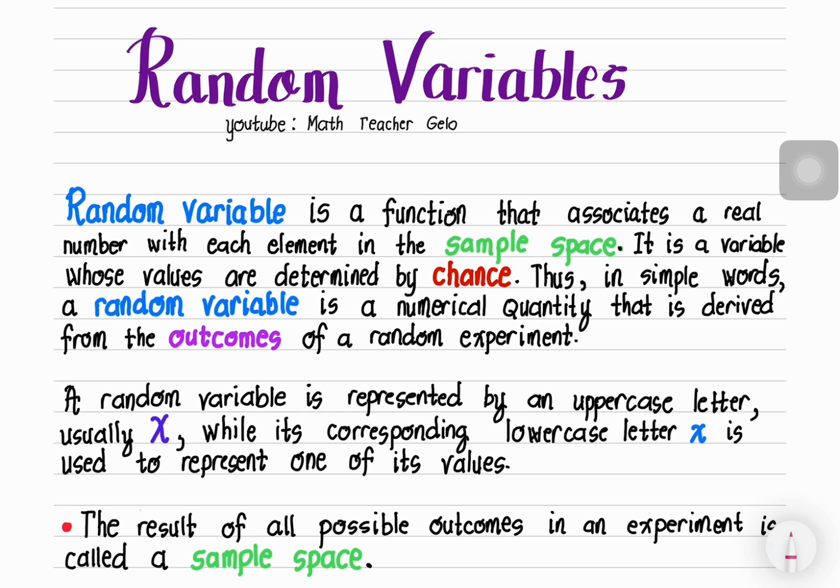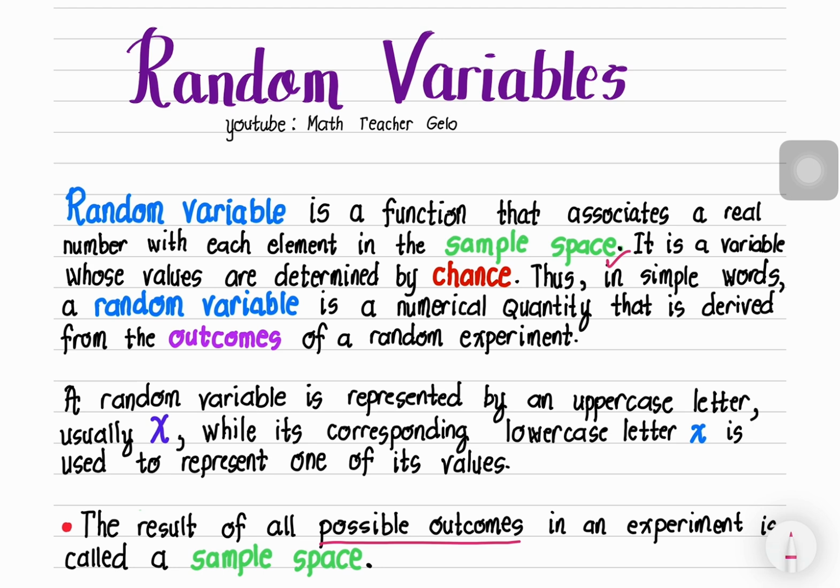For today's video, let's discuss random variables. A random variable is a function that associates a real number with each element in the sample space. So guys, kapag sinabi natin sample space, ito ay tinatawag nating possible outcomes. The result of all possible outcomes in an experiment is called a sample space.